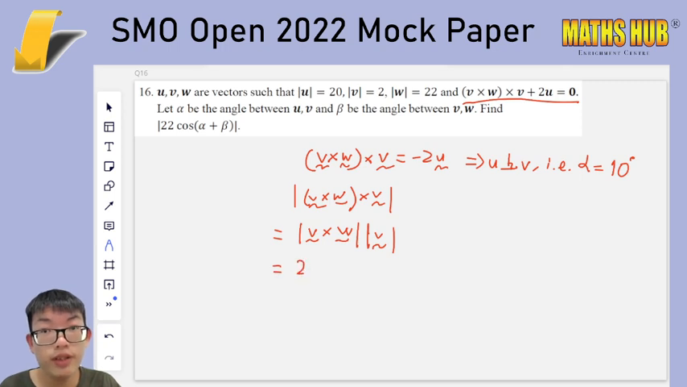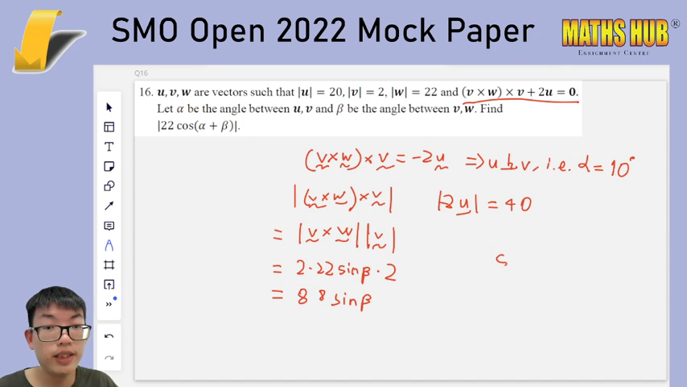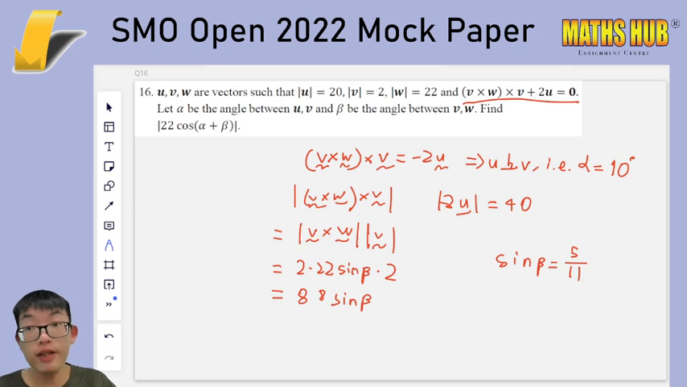So it would be 2 times 22 sine beta, and then times 2 again, which is 88 sine beta. Meanwhile, the magnitude of negative 2U is just the same as the magnitude of 2U, which is 40. So therefore, it tells us that sine beta is 40 over 88, which is 5 over 11.